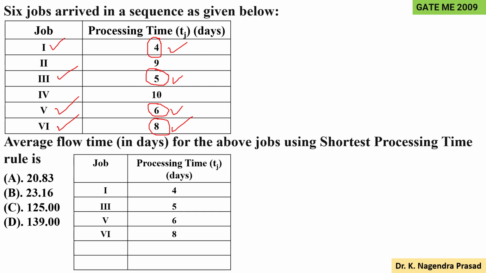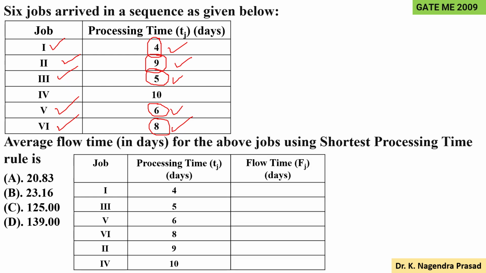And next I place the minimum processing time job, that is 9 for job 2. So I place job 2 along with its processing time of 9. And the last job is job 4, with processing time 10. Next we have to determine the flow time, or the completion time.